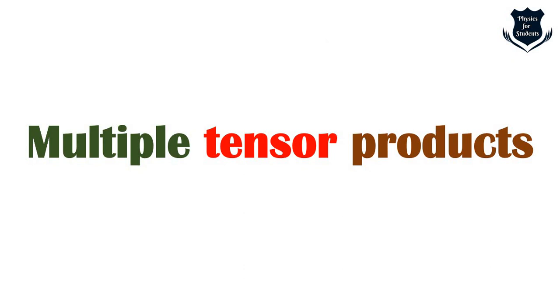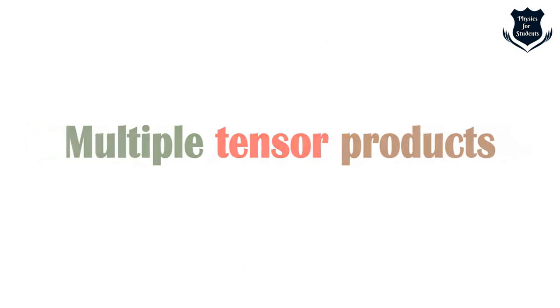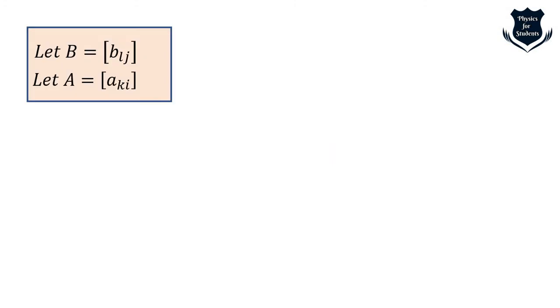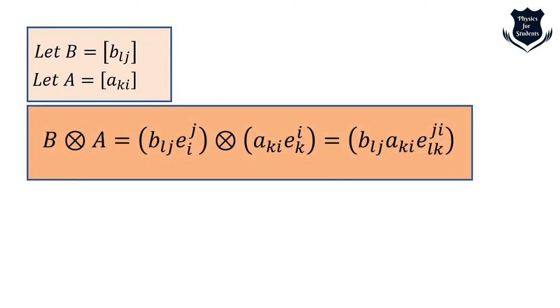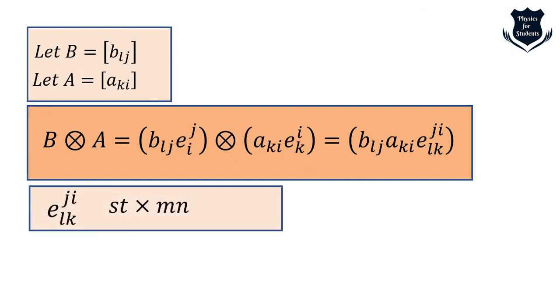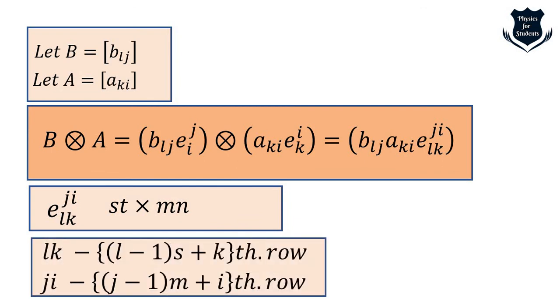So we come to the last part, which is the multiple tensor products. For example, if you assume these to be arbitrary matrices of order say Tm and Sm, then we get this. Then the tensor product, also known as the Kronecker product, is this. And E sub Lk Ji Stmn is the matrix of order Stmn with the unit in the row indexed by Lk and in the column indexed by Ji.